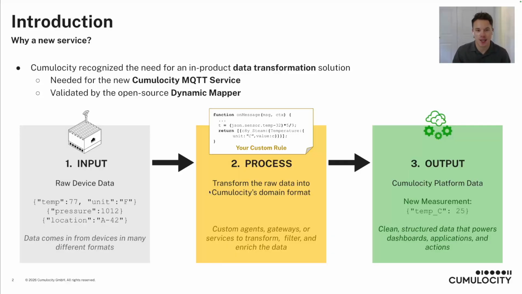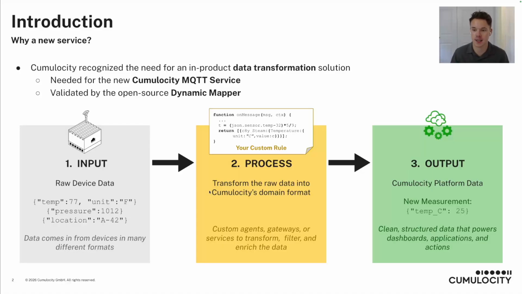Data preparation is an in-product data transformation solution, and we recognized the need for this solution based on the recent improvements that we made specifically regarding our Cumulocity MQTT service. So my colleague Jane has previously made videos and blog posts about this new service that allows you to get your raw device data as close as possible to Cumulocity, right? However, once that data is in the cloud, you need to transform that into the Cumulocity domain format, right?